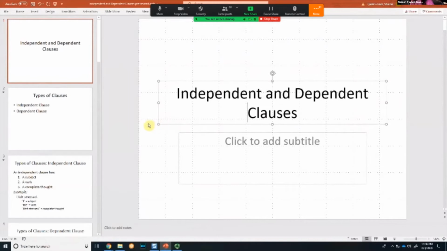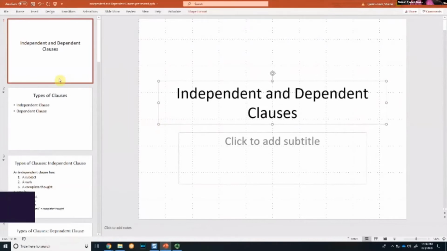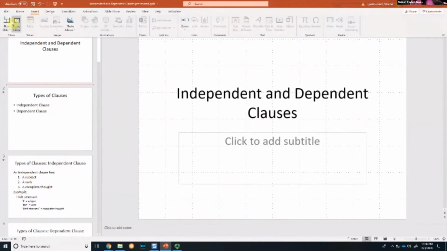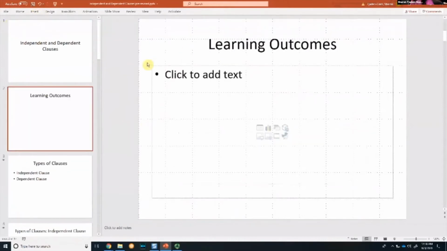The next thing that I'm going to look at is I noticed that I don't have any learning outcomes yet, and those are pretty important for someone who's looking at this fresh. So I'm going to add a slide here to do that. So when I revise this, I'm going to make sure that I add learning outcomes here so that another teacher can understand how this can be used in their classroom.